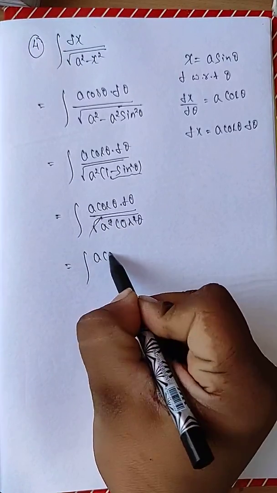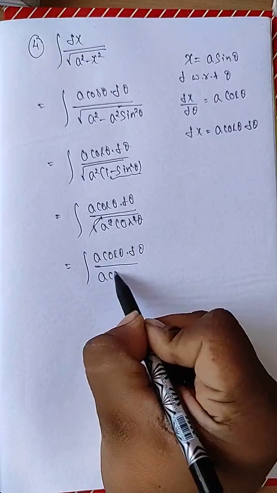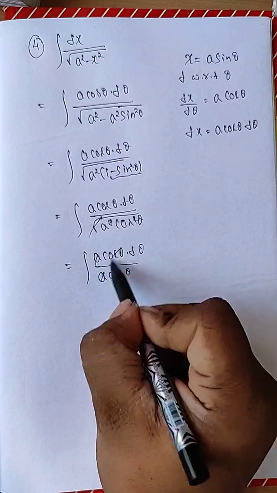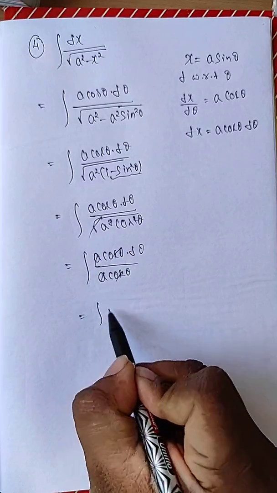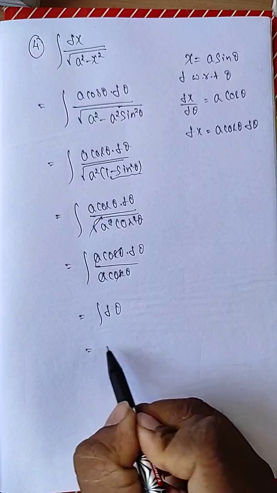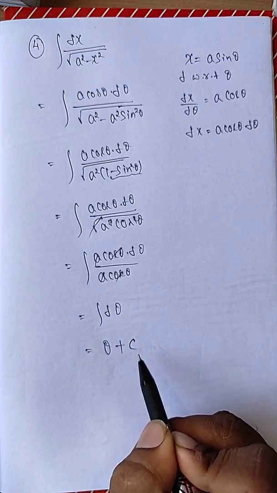Integration of a cos theta d theta by a cos theta. A cancels, cos theta cancels. So again we are left with only integration of d theta. What is the integration of d theta? Integration of d theta is theta plus c. Is it clear?